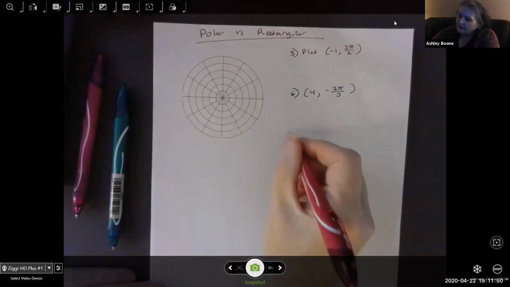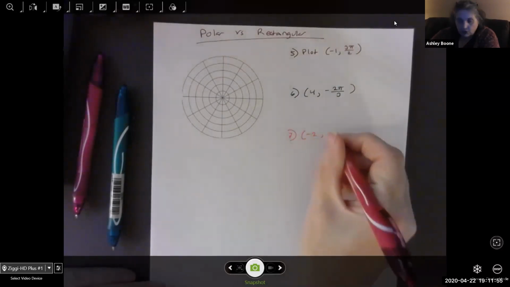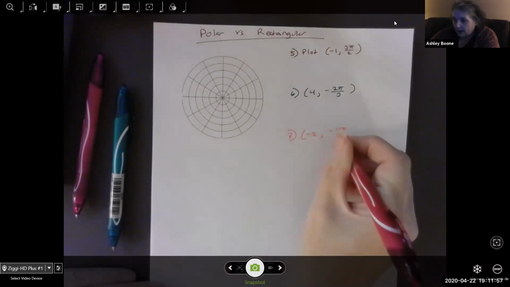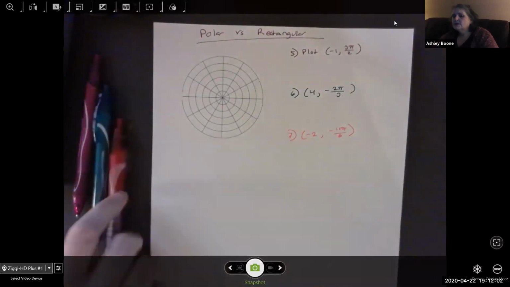And number 7 is the polar coordinates -2, -11 pi over 6. All of these are plot problems. So let's look at these to start with.